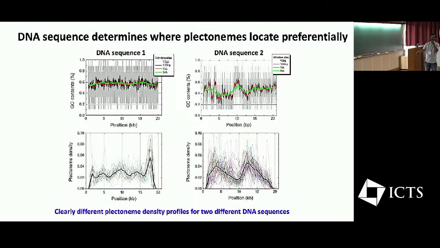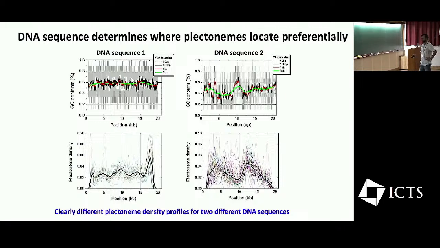When we measured, we saw very different plectoneme density for the two different DNA sequences. That already says that the sequence actually governs the position of the plectoneme, meaning that if you take a bacterial chromatin, some positions on the bacterial genome have higher propensity for formation of the plectoneme than other sequences. Of course, it's not very clear if you look at GC content alone here. There is no real correlation between the GC content and the plectoneme density formation.